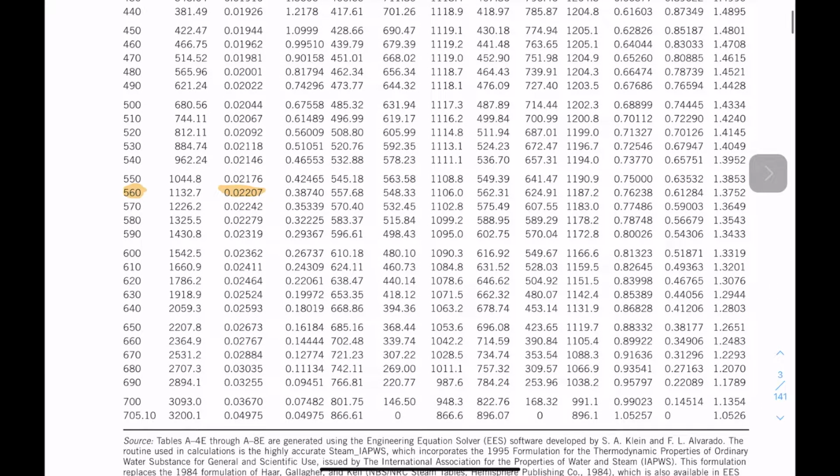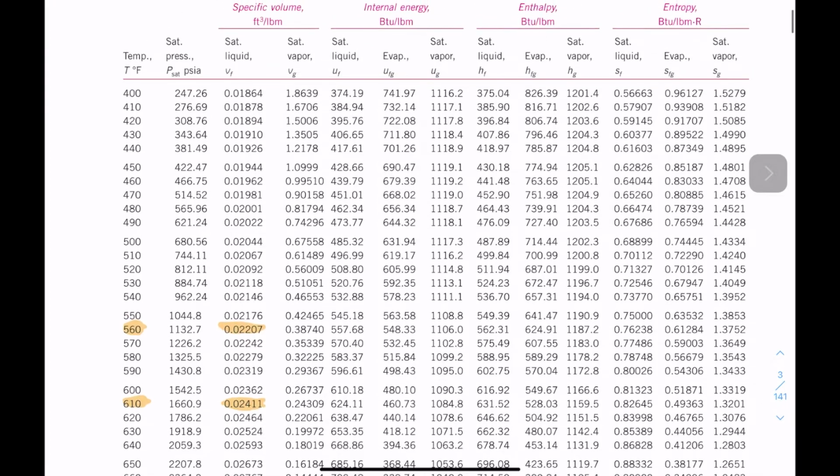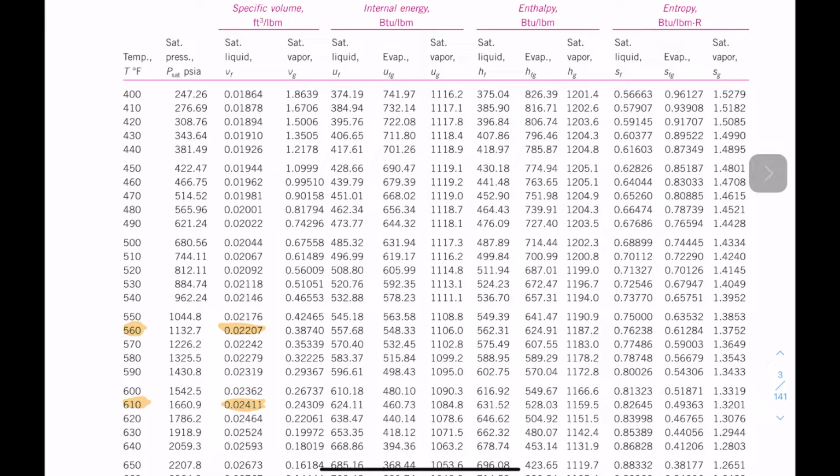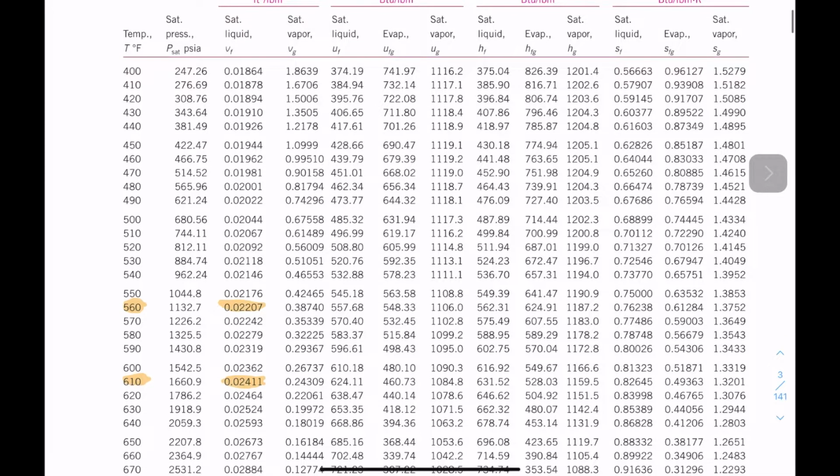And 612. So this is my specific volume, right? This is how I'm going to go to my steam tables and look for it. Using temperature, I go to the saturated liquid part and then I get my information.